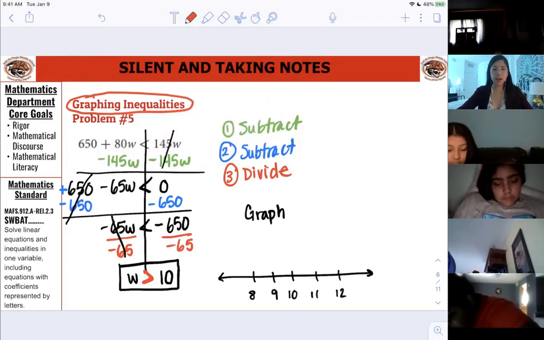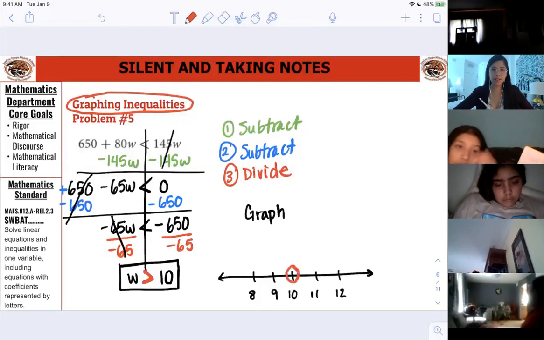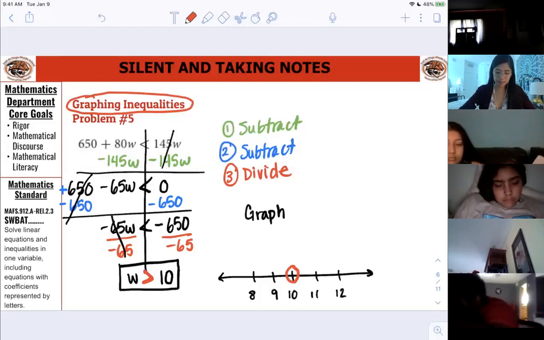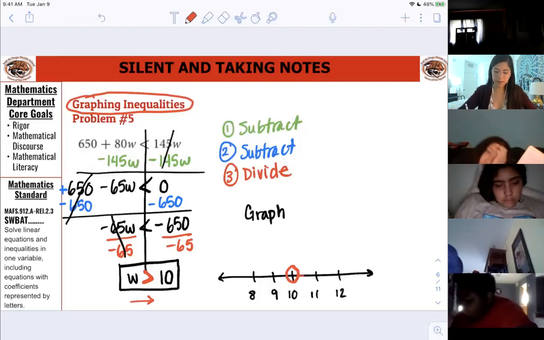So if W is greater than 10, can W equal 10? No. Right. So it cannot equal 10. So I'm going to make an open circle on the 10 because it can't equal it. I'm not going to shade it in. I'm going to keep it open. And then I'm going to draw an arrow pointing in the same direction as my symbol. My symbol is pointing to the right side, so I'm going to make an arrow pointing to the right side.